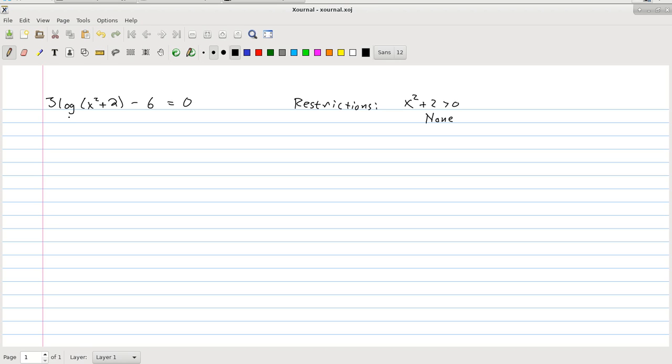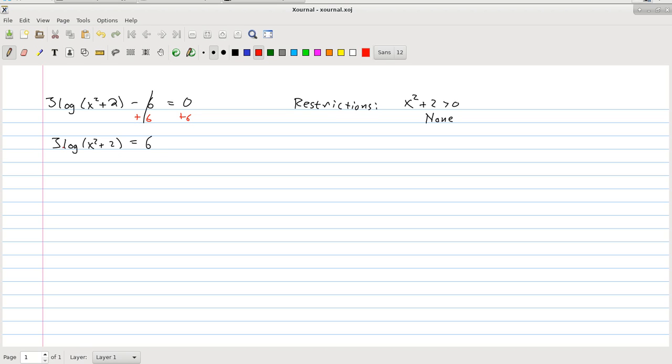So now let's get the log by itself. I'll start this by adding 6 to both sides of the equation. So on the left-hand side, the 6's cancel out. We have 3 log of x squared plus 2 equals 6.